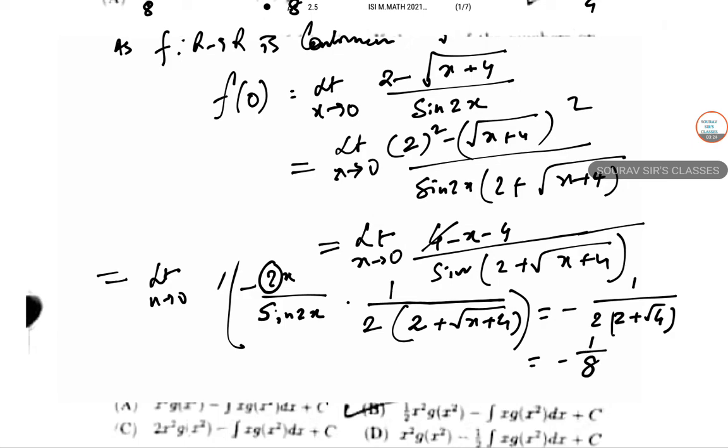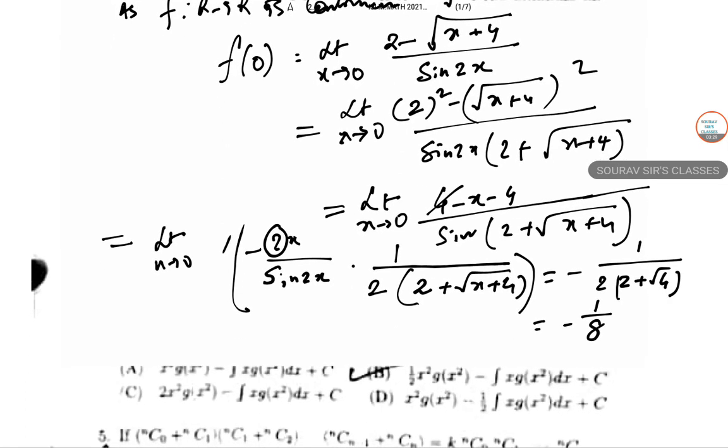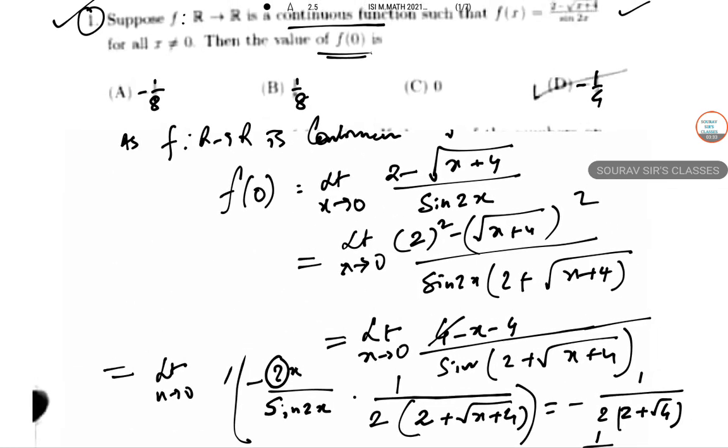But remember one thing: we have used that limit as x tends to 0 of sin x / x is 1. So -1/8 is the solution here. So option number A is the correct answer for the first question.